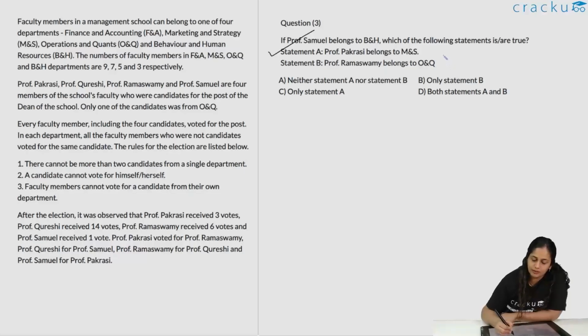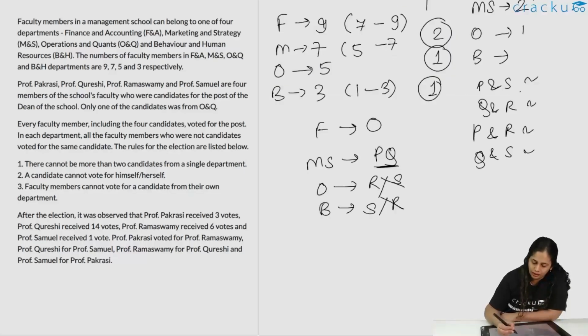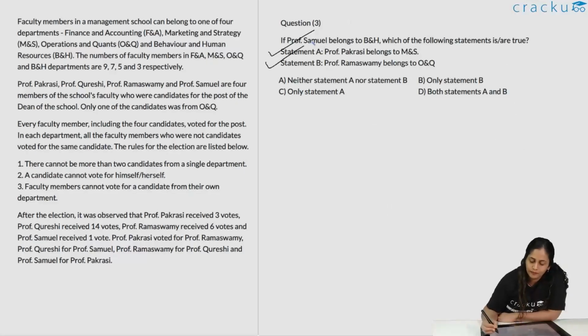Professor Ramaswamy belongs to O and Q, which is also true. So this statement is also true. So both statements A and B are true. So the correct option to choose is option D.